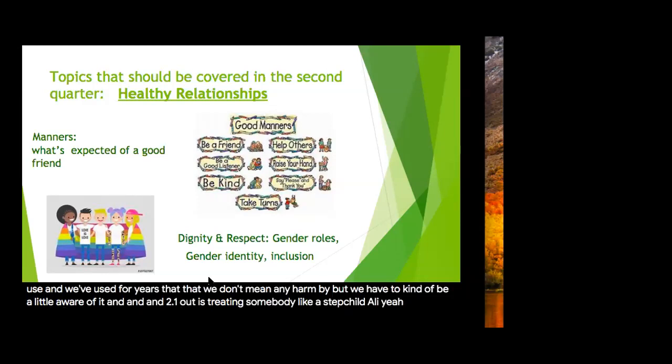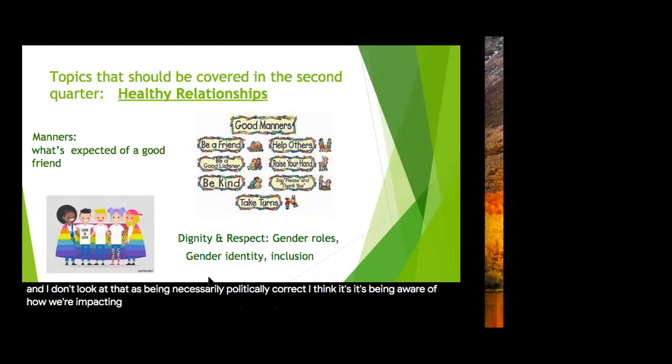We have to be really aware of the fact that there are some students who are going to be stepchildren that are treated very, very poorly, some that are treated very, very well, and everyone along the continuum. It's difficult that we have to be aware of what we say. And I don't look at it as being necessarily politically correct. I think it's being aware of how we're impacting other people and being more intentional of the language that we use.